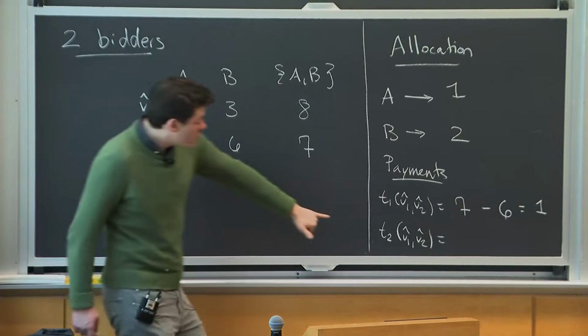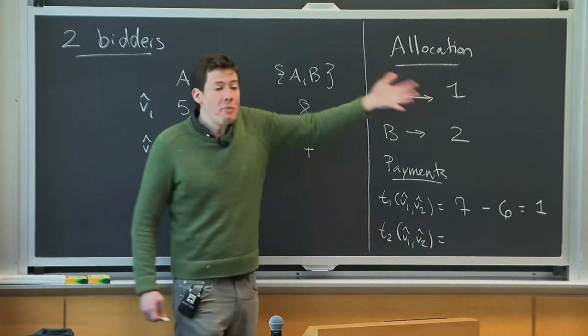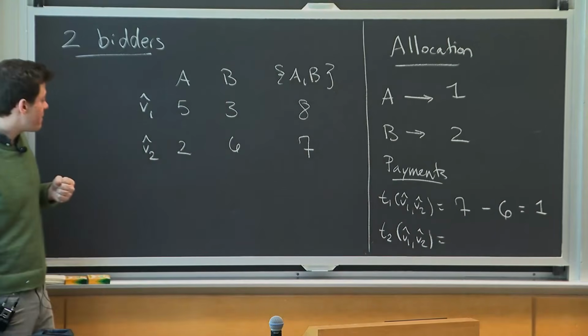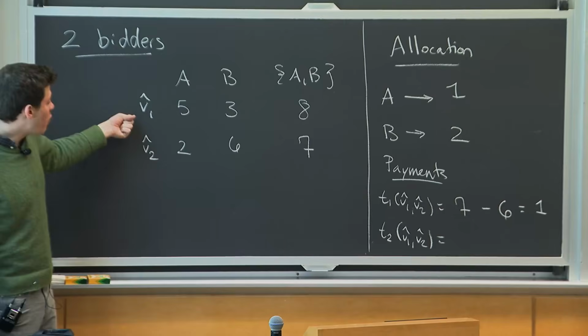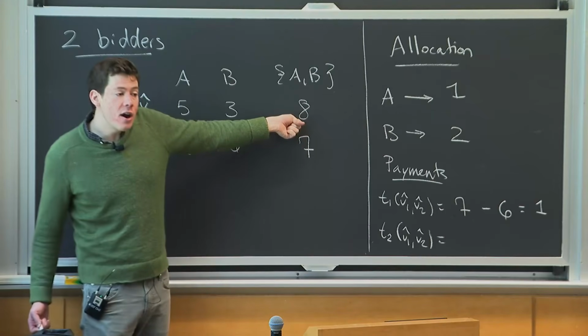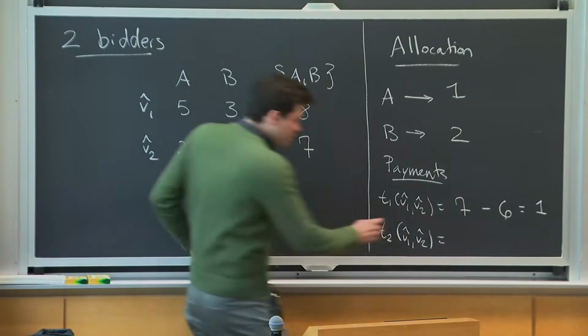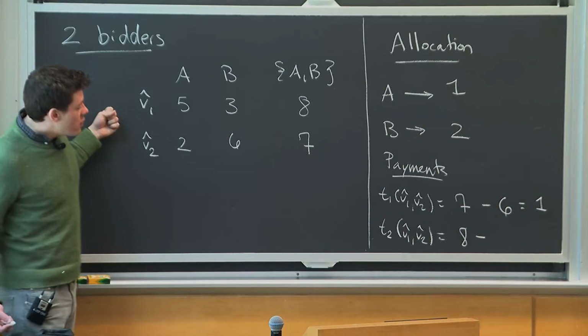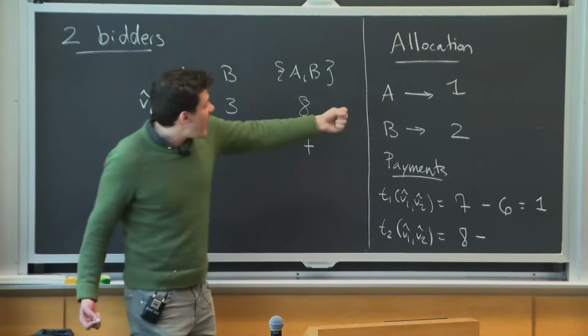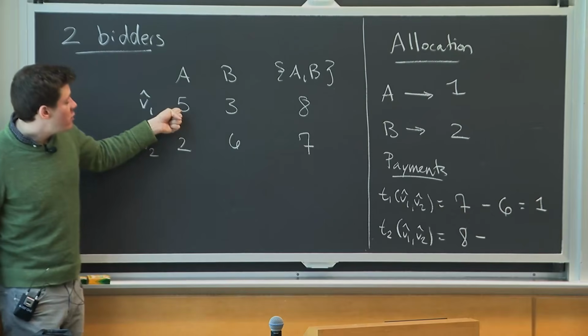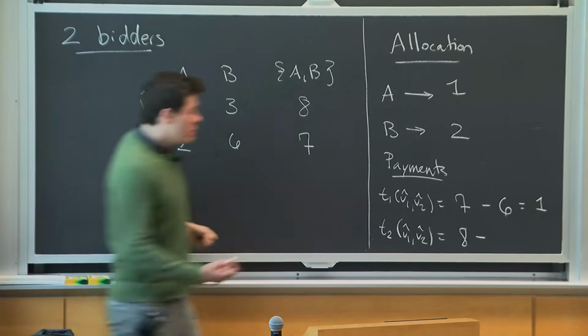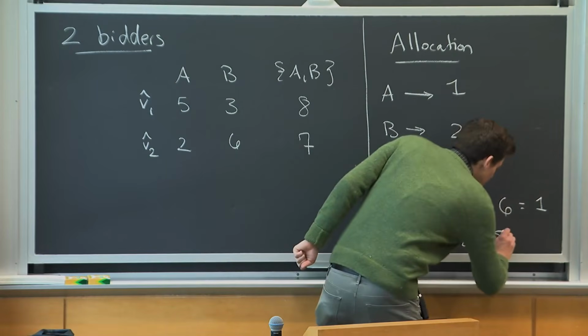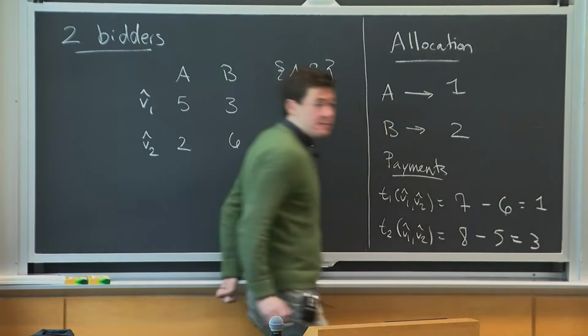So if I'm bidder 2, we first need to compute how well bidder 1 would do if bidder 2 weren't here. If bidder 2 weren't here, bidder 1 would get everything, and their utility would be 8. How well does bidder 1 actually do? Well, bidder 1 actually gets item A, which gives them a utility of 5. So we get 8 minus 5, and we see the payment is 3.